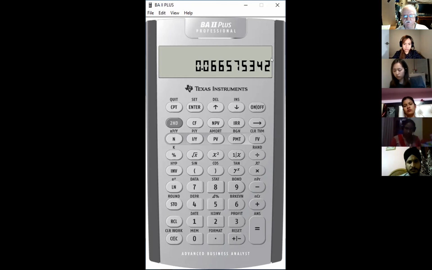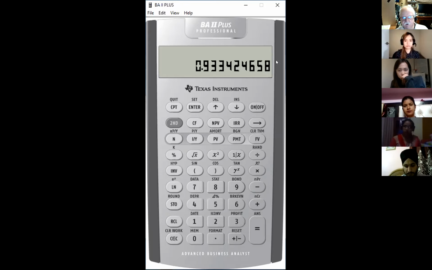So now I have this number right here, but I want to take it away from 1. Notice down here where it says plus minus, I'm going to make this into a negative number. And then I'm going to go plus 1 equals. Is everybody comfortable with how that works? Yes. Taking away is the same as adding a negative.